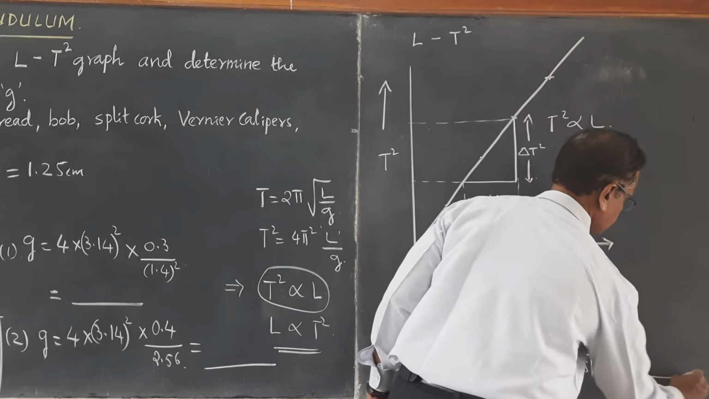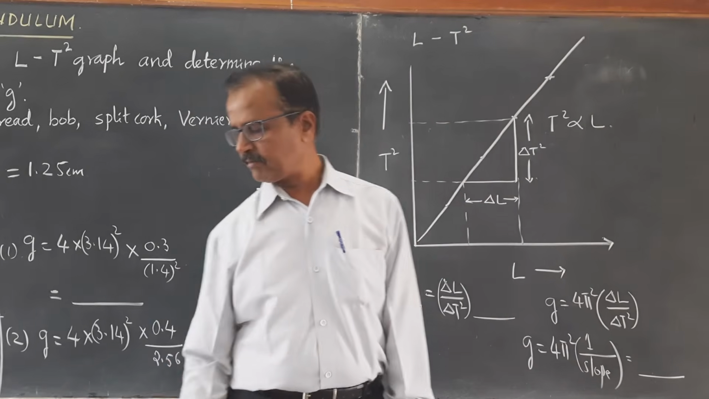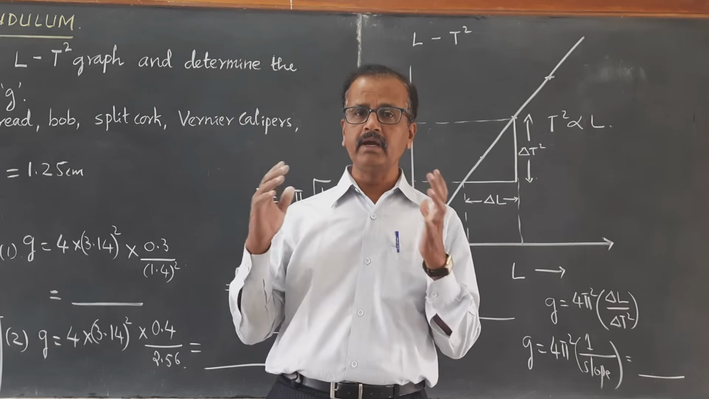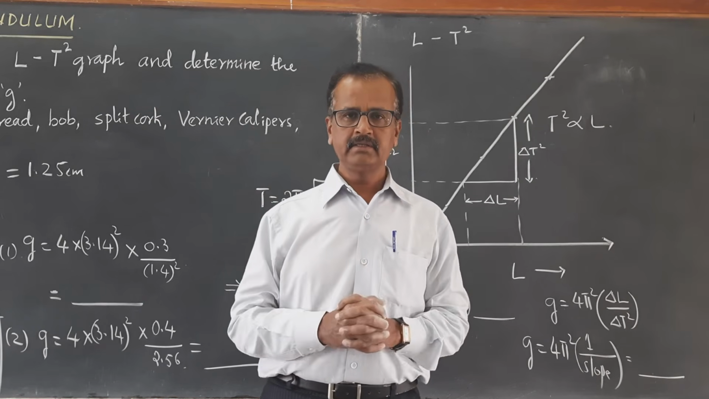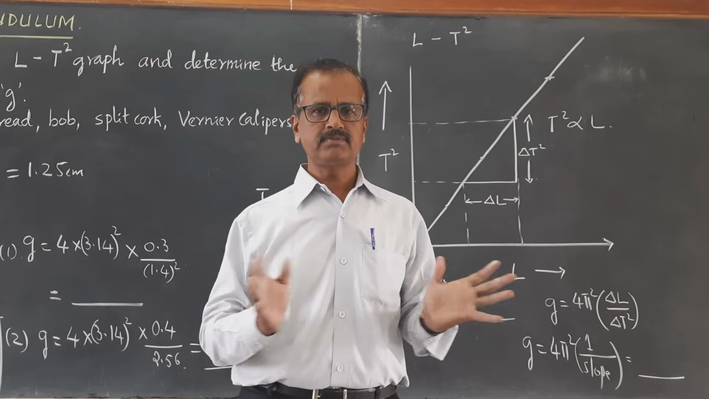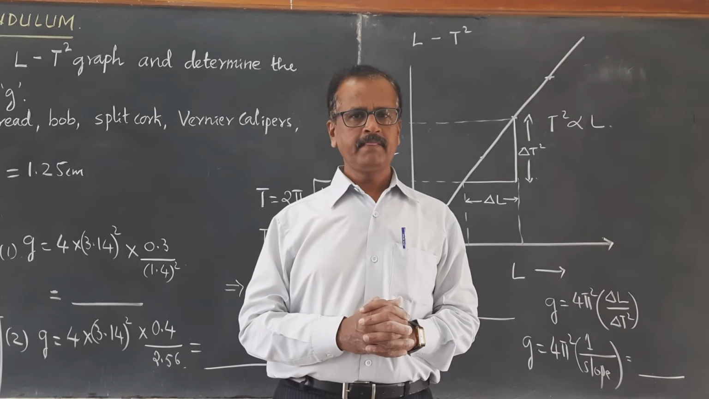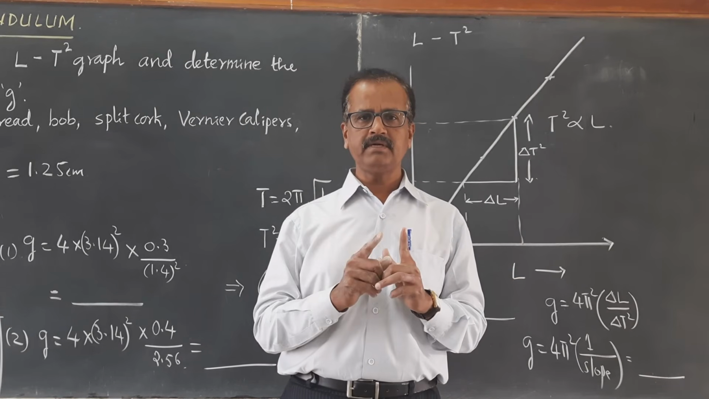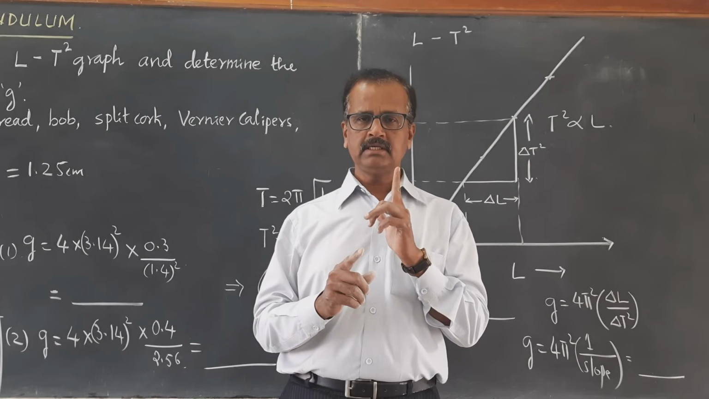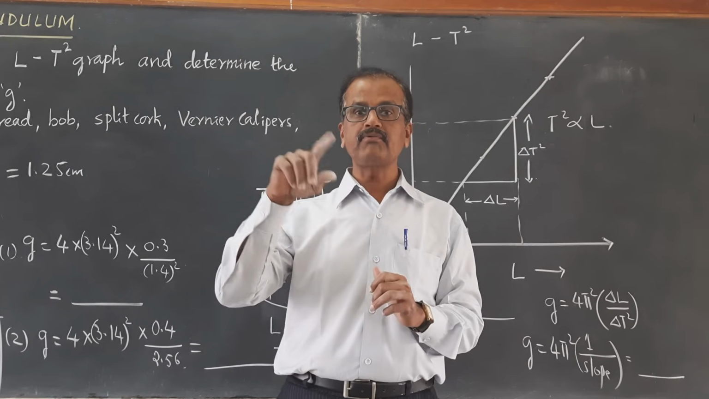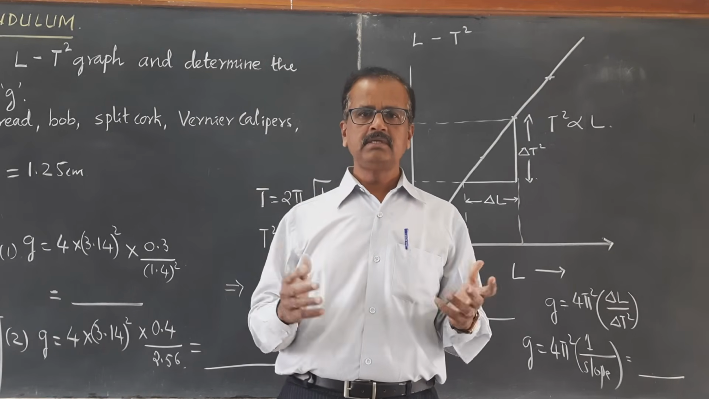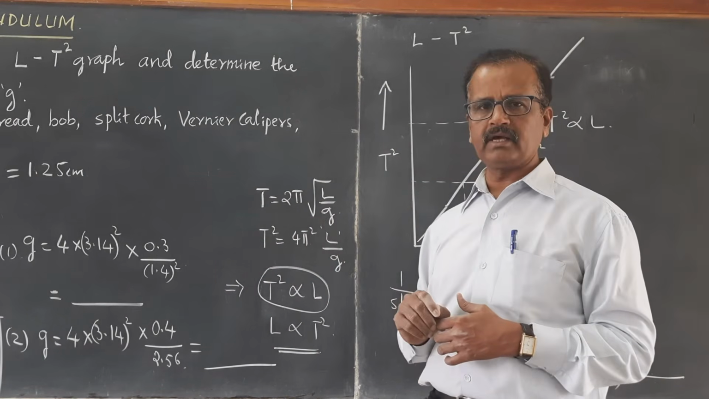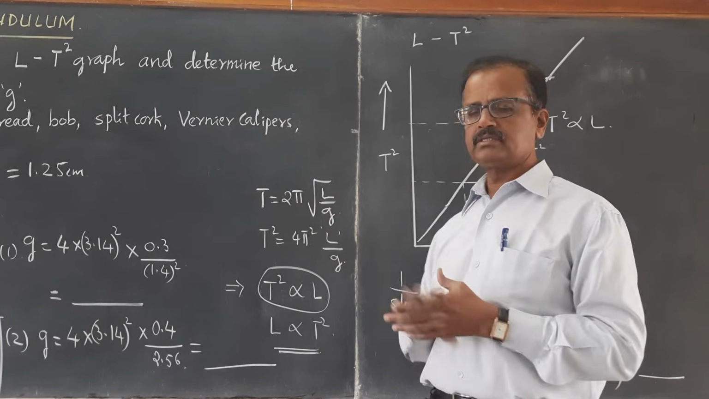This value of acceleration due to gravity can be verified with the values that we calculated for individual lengths and individual time periods. Almost the values will be the same. Thus, verification can be done. So, we conclude from this experiment that the time period of oscillation of a pendulum is directly proportional to the square root of length L, because t square is directly proportional to L.